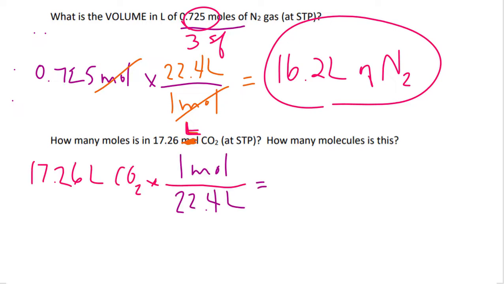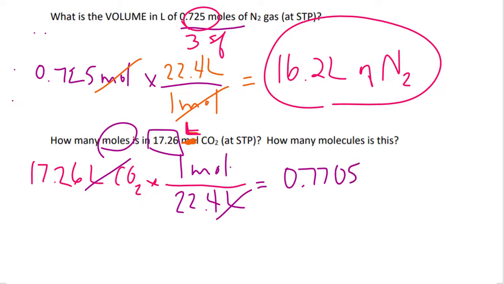All right, hopefully you set up, again, what do I want? I want moles, so moles is on top. What have I got? I've got liters, so that my liters and liters will cancel. And we should get, again, looking that I do have 4 sig figs here, 0.7705 moles of CO2.